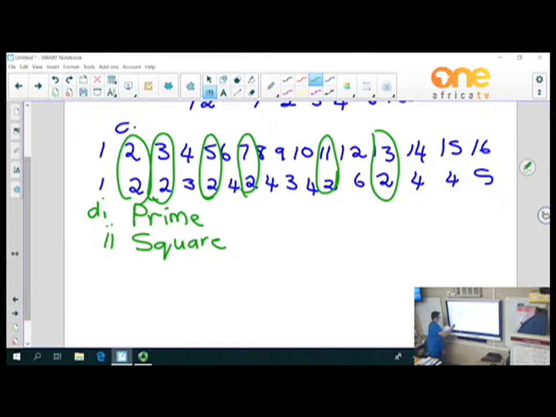Then at number E, find a number between 30 and 40 that has exactly 2 factors. That means it must be a prime number between 30 and 40. And that is then 31 or 37. They are the 2 prime numbers there in that row. And then find a number between 30 and 40 which has an odd number of factors, and that means it should be a square number, and that is the number 36.